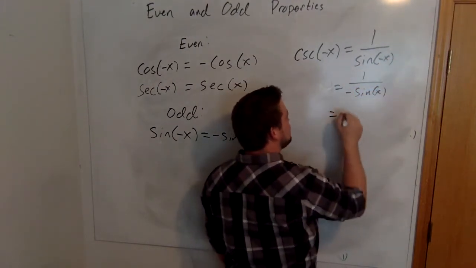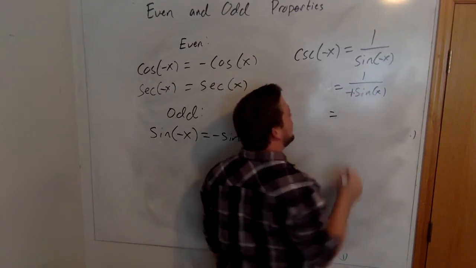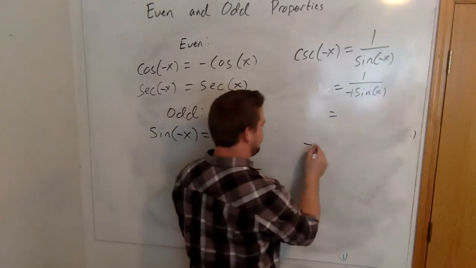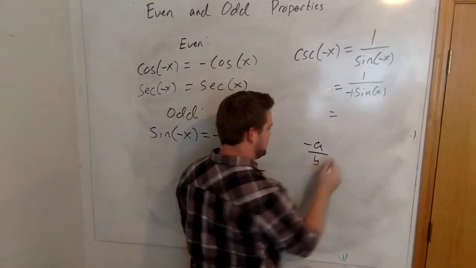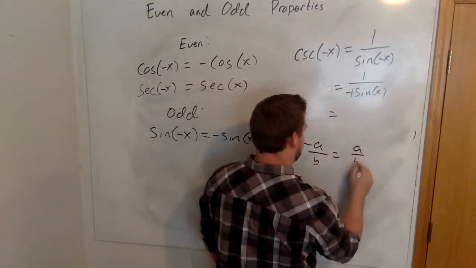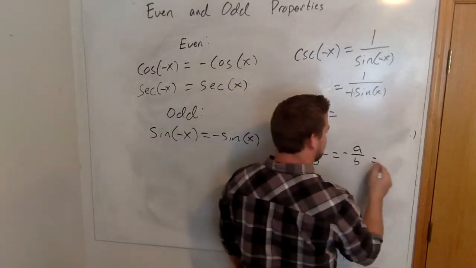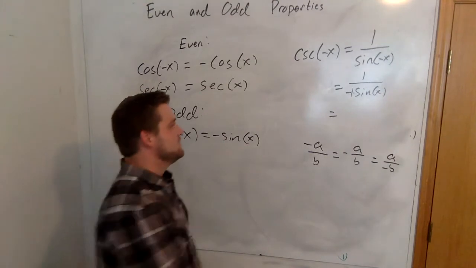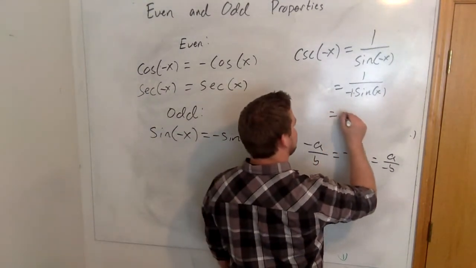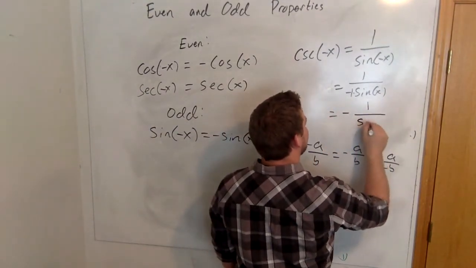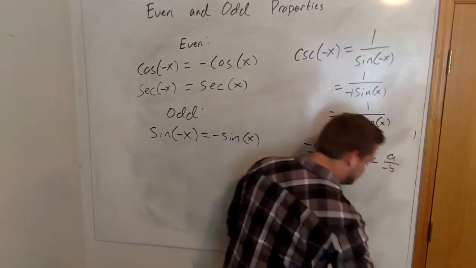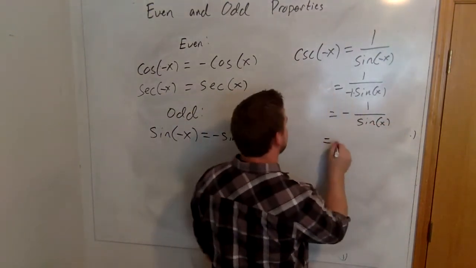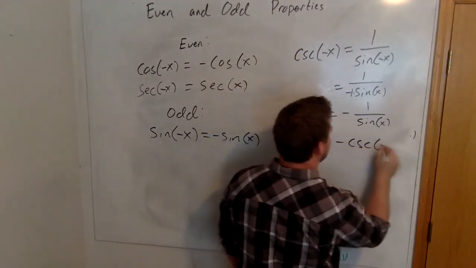Okay, so this is a negative. Think of it as -1 times sine. In a fraction, it doesn't matter where you put a negative. Saying that negative a over b is equivalent to saying a over b but with a negative in the middle, which is equivalent to a over negative b. It doesn't matter where you put a negative in a fraction. So how about I just move this out front? This is the same thing as -1 over sine of x, which is the same thing as negative cosecant of x.